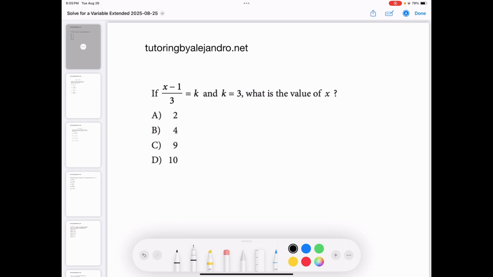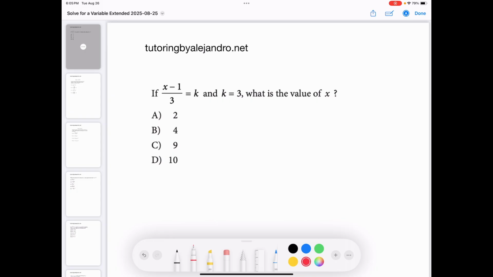Okay. So let's start. So we have if (x minus 1) over 3 is equal to k and k equals 3, what is the value of x? Okay, so if you recall the previous video, there are 2 big tips. The first is start getting rid of whatever is farthest away from the variable you're trying to isolate.